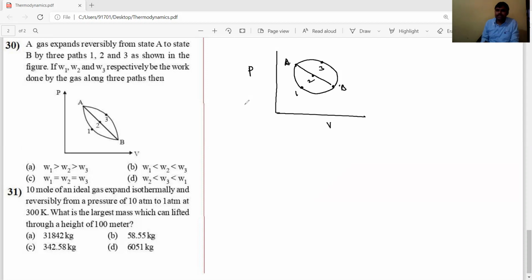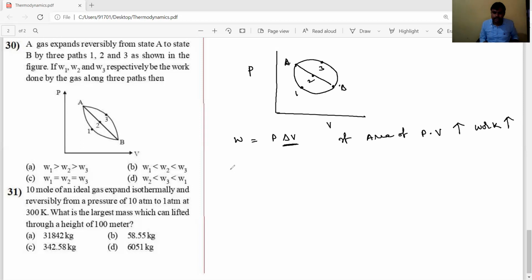Work is a path function. That work W is equal to P into delta V, the change in the volume. As the area of P into V increases, the work increases.